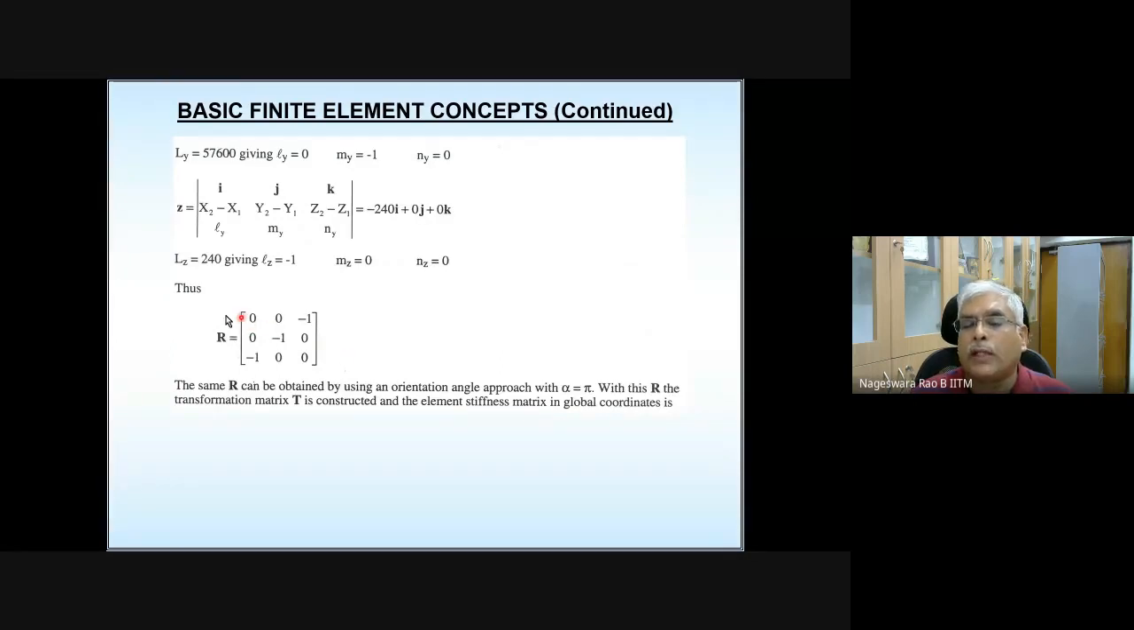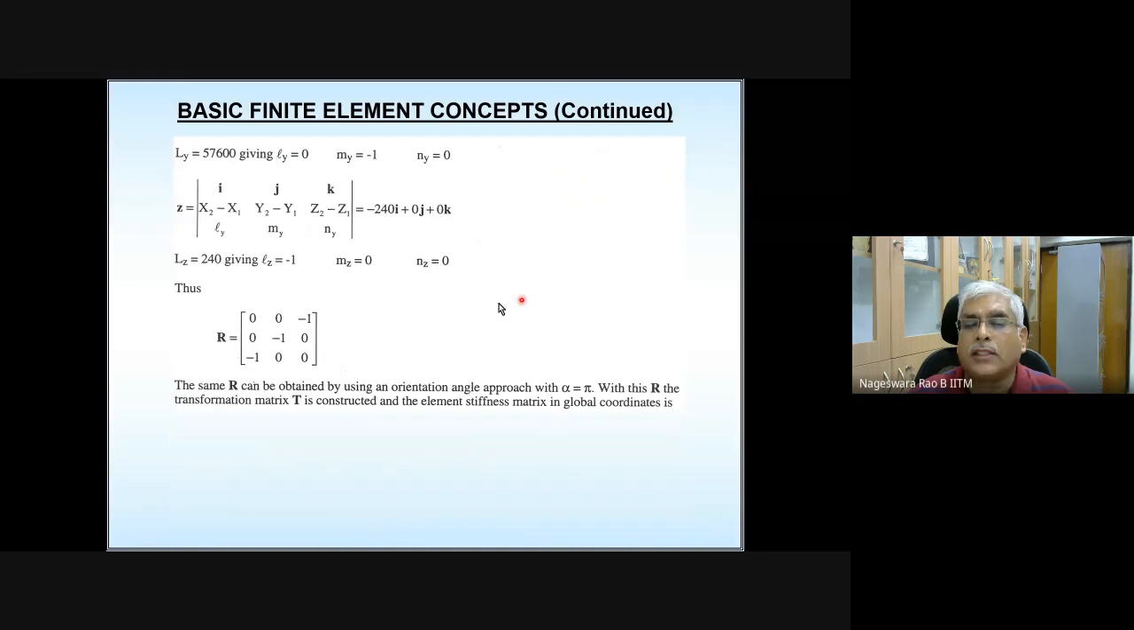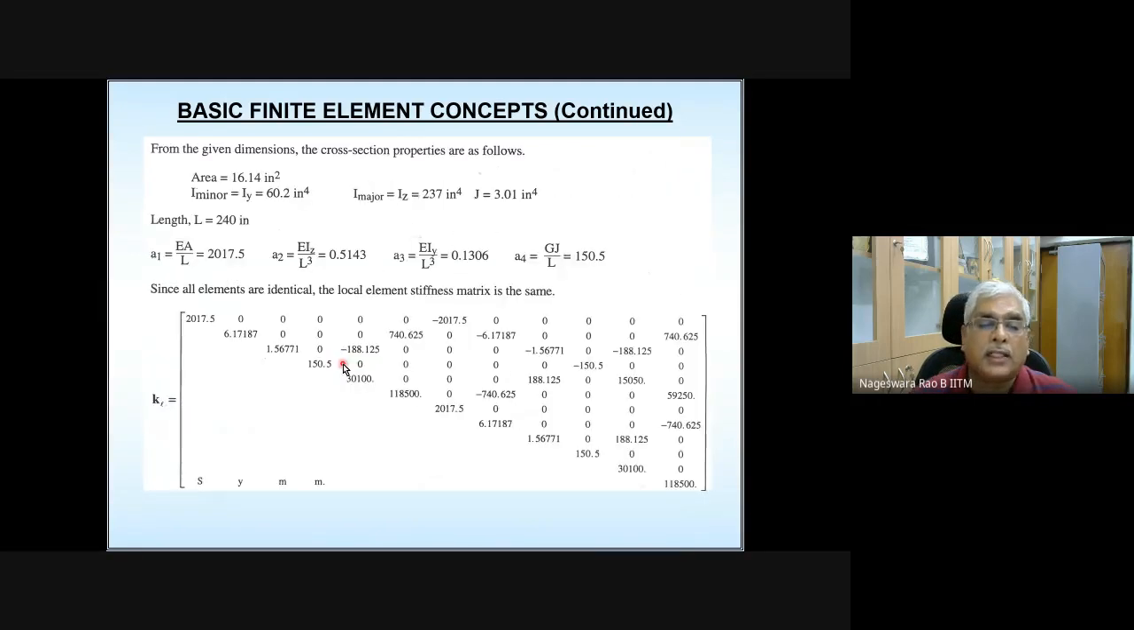Anyway, this is for the first element. This is the rotation matrix, and using this rotation matrix, you can write the transformation matrix. The rotation matrix is 3 by 3, and the transformation matrix is going to be 12 by 12. Whatever local stiffness is there, multiply it with T transpose and T, and you are going to get the global stiffness of this element.